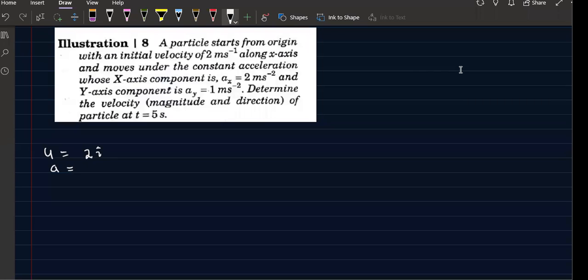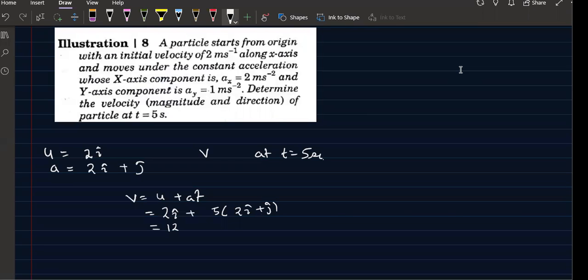A is equal to 2I cap plus J cap. As simple as that. And you are asked to find V at t is equal to 5 seconds. Easy problem. So V is equal to U plus AT. As simple as that. We have already solved problems like this. I'm just giving you these normal problems. 2I cap plus 5 into 2I cap plus J cap. So it will be 12I cap plus 5J cap.